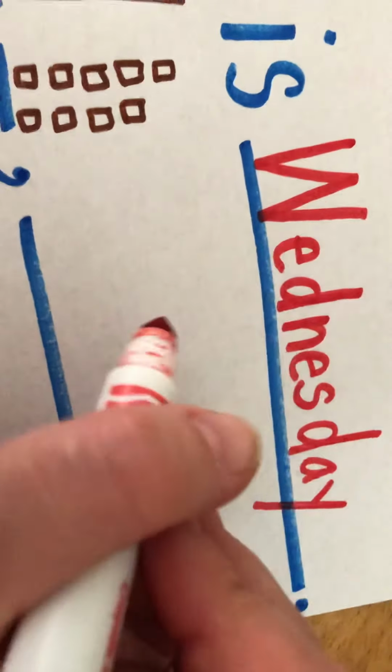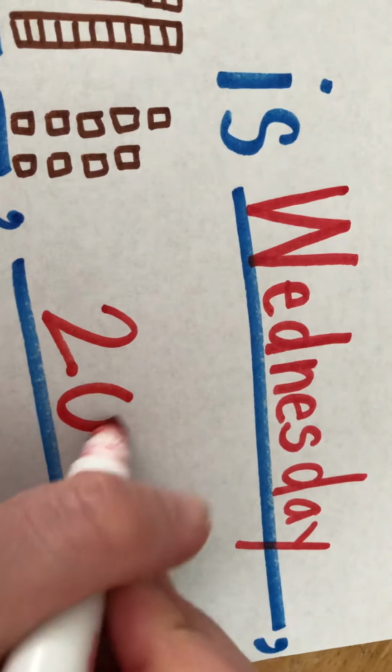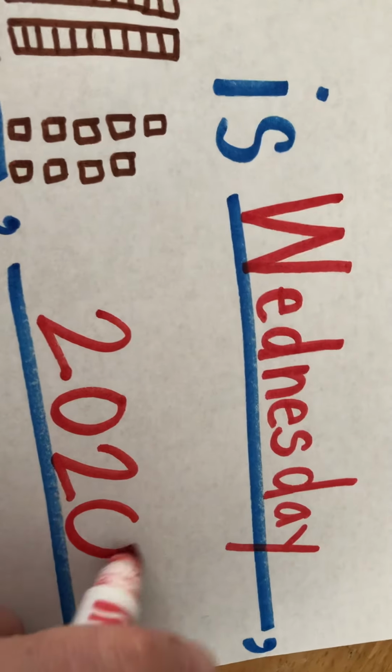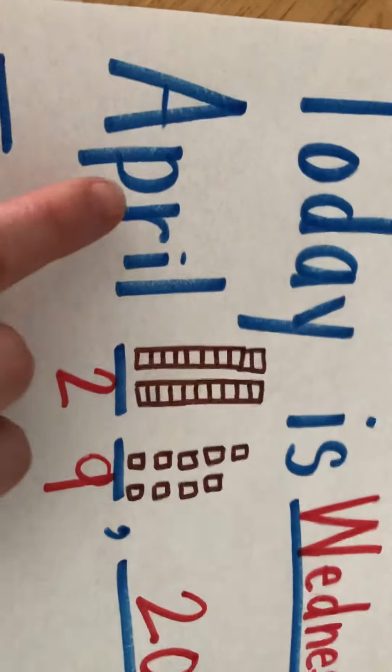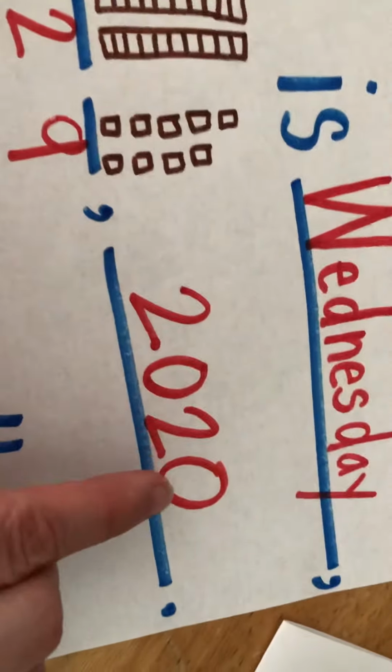All right, and we're going to write our year here. So 2, 0, 2, 0, 2020. So there's our period. Let's read it. Today is Wednesday, April 29th, 2020.